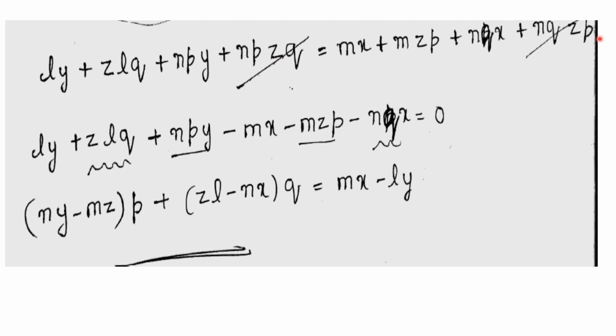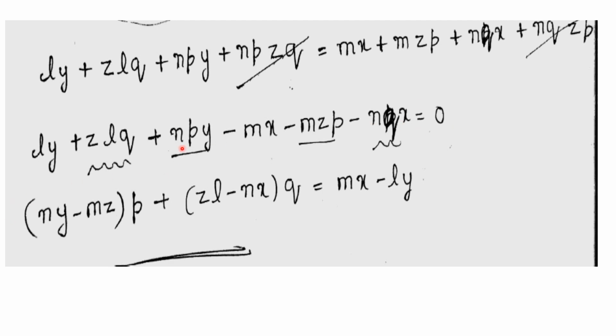So towards the left as well as towards the right hand side you have NPZQ, NPZQ, two terms common. So it gets cancelled on both sides, because when you bring this plus NQZP to the left hand side, that will be minus NQZP. So both the terms will get cancelled. So bring the remaining terms towards the left hand side. So that will be minus mx minus mzp minus nqx equal to 0.